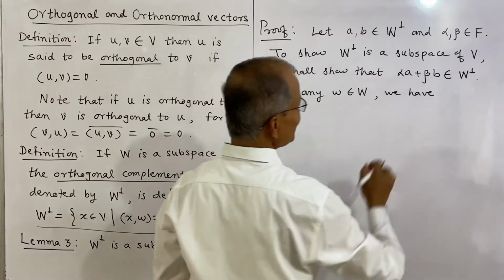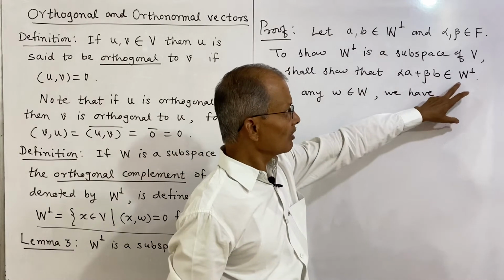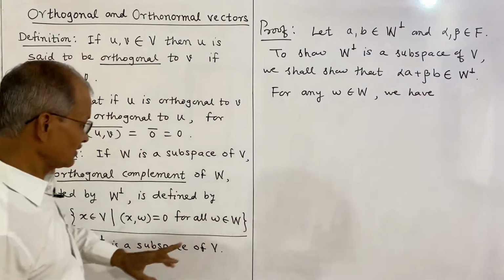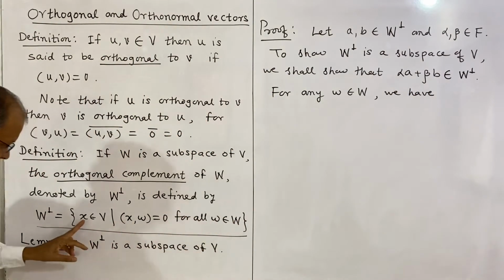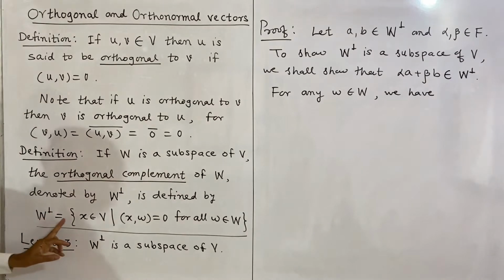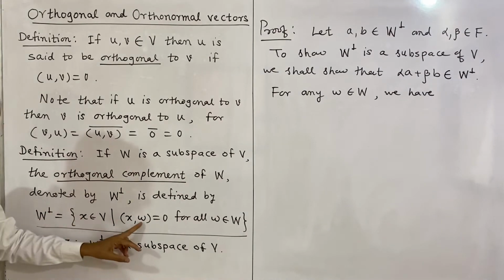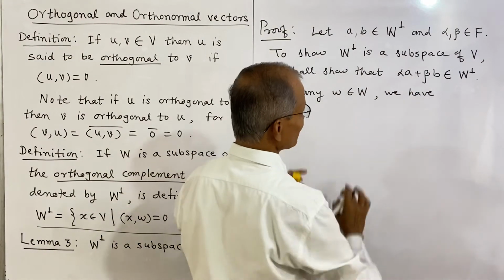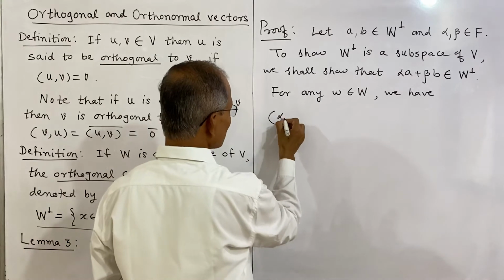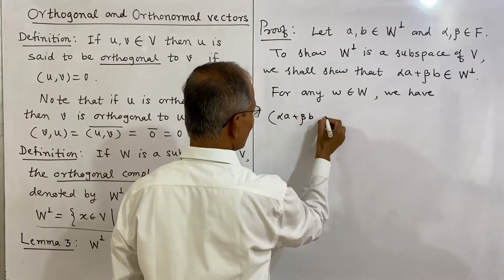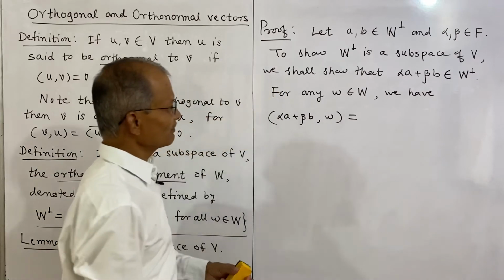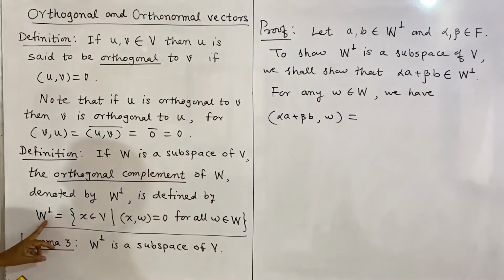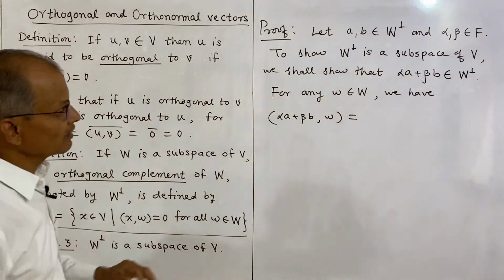Now this vector is in the orthogonal complement of W if its inner product with any w is 0. When we say x belongs to the orthogonal complement of W, the inner product of x with w is 0. Therefore we have to show that the inner product of this vector with w is equal to 0. We have the inner product of alpha A plus beta B with w, and if this is 0, then this vector belongs to the orthogonal complement. So then the result will be proved.